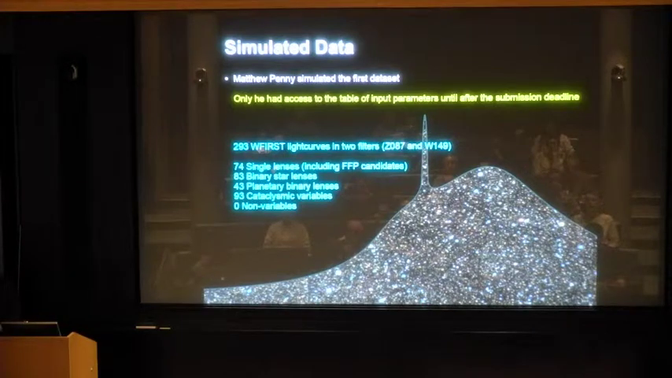Matthew Penny kindly offered to produce the simulated dataset on which the challenge was based, and I'll stress that only he had access to the actual input of that simulation throughout the challenge right up until after the submission deadline. The dataset consisted of 293 light curves in WFIRST filters, both Z and W, and it consisted of 74 single lenses, including free-floating planet-type events, and a number of binary stars, including those of planetary ratios. It also included some cataclysmic variables, just to confuse you, but contrary to what some of the teams thought, there were no flat light curves.